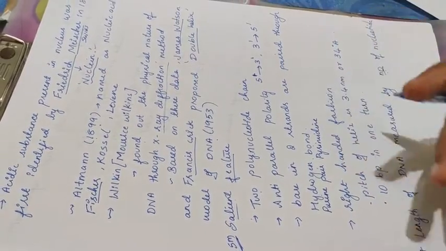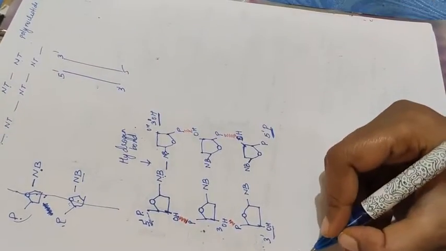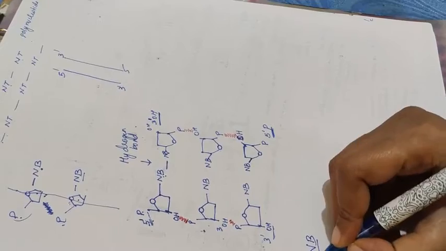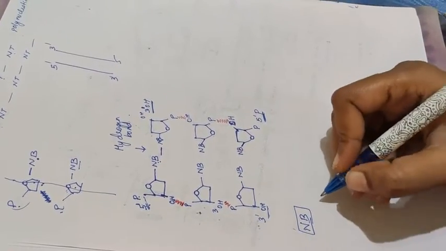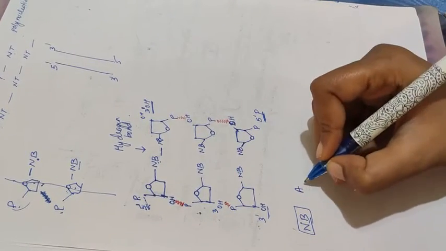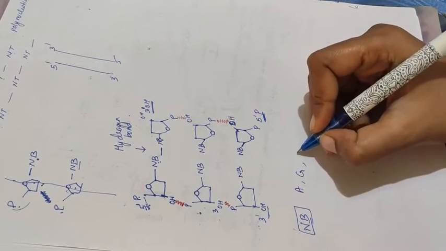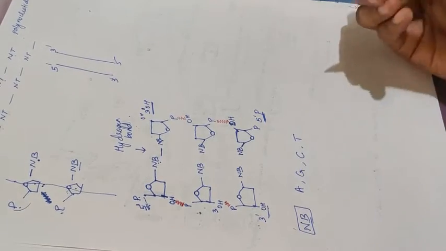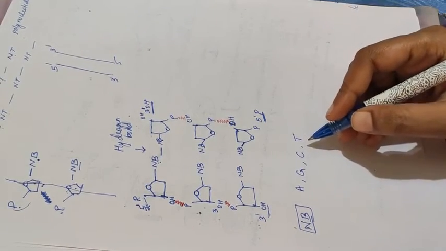Nitrogen base pairs show specificity. See, nitrogen bases are there. So what are the 4 nitrogen bases which are present in the DNA? They are adenine, guanine, cytosine and thymine. So these are the 4 nitrogen bases present.